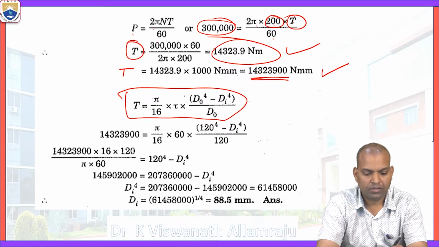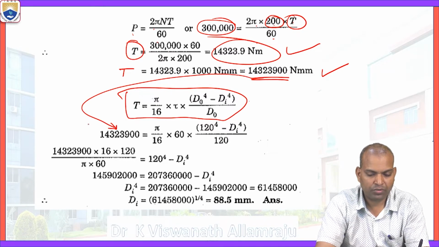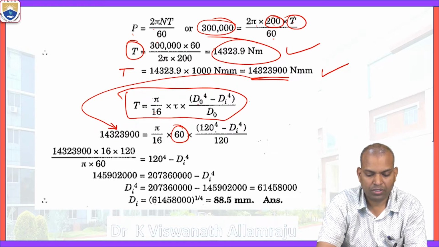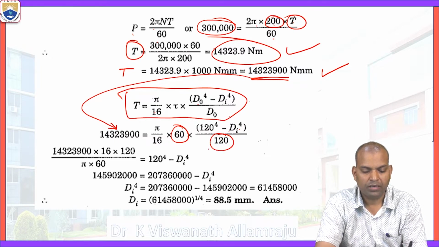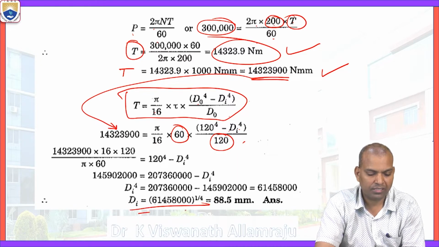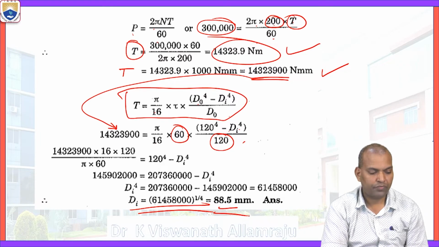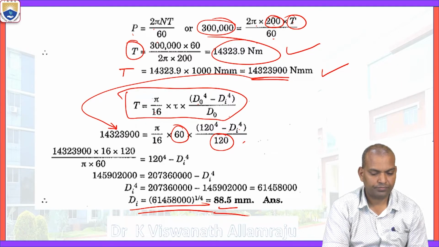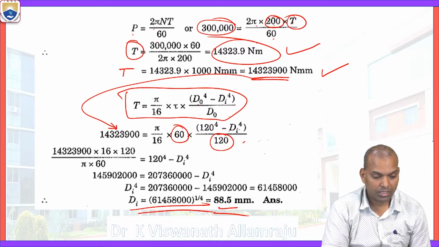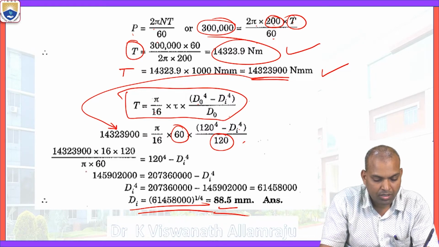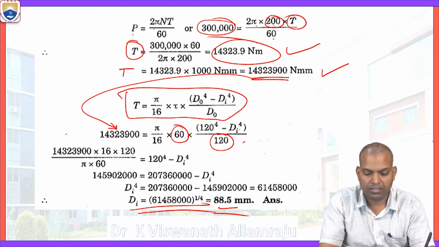Now what is the torque value here? 1,432,390 equal to pi by 16 times tau 60, times D naught 120 power 4 minus Di power 4, by D naught 120. From this we obtain the Di value if we calculate. The inner diameter of the shaft is 88.5 millimeters. The inner diameter of the shaft is 88.5 millimeters. That is what we get here.